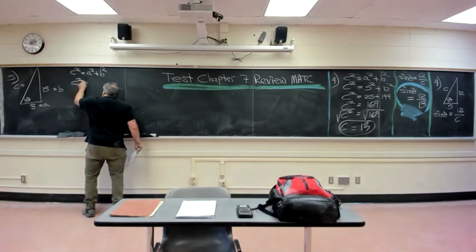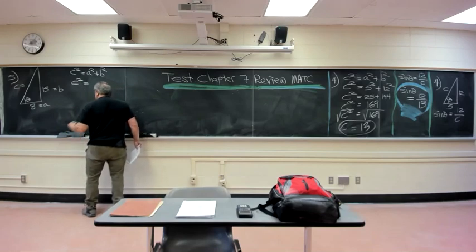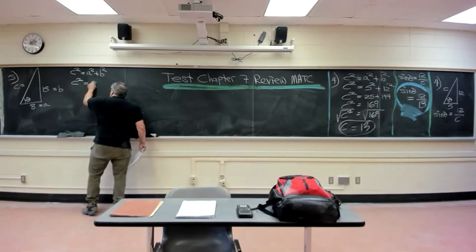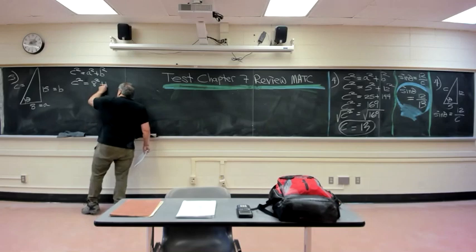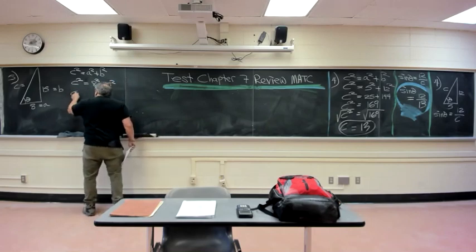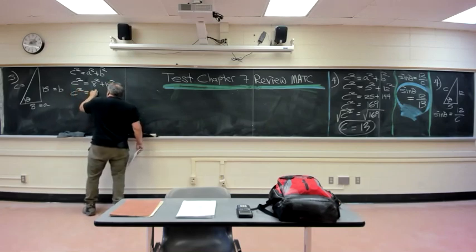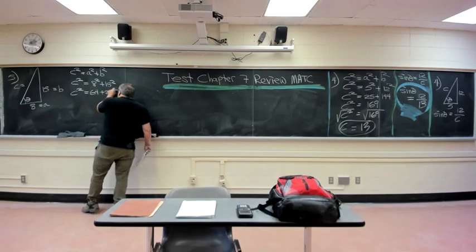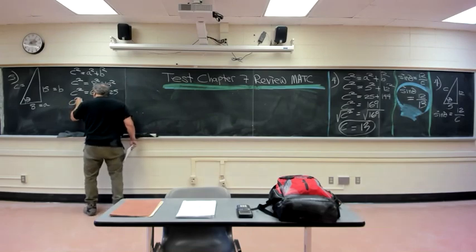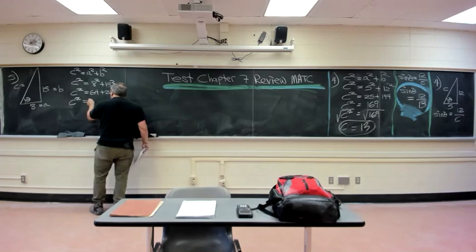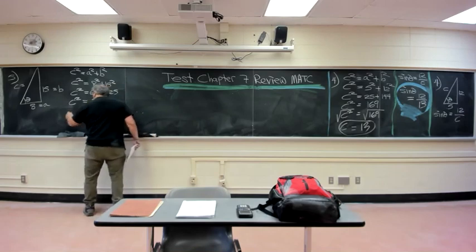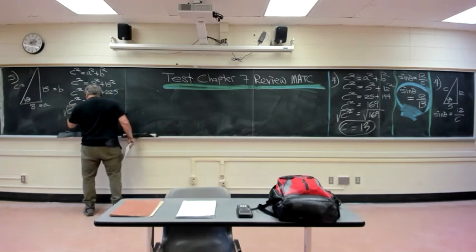We don't know what C is, so we don't know what C squared is. A is equal to 8. B is equal to 15. Let's see what happens here. C squared equals 64 plus 225. You add the two, you get 289. Square root both sides.